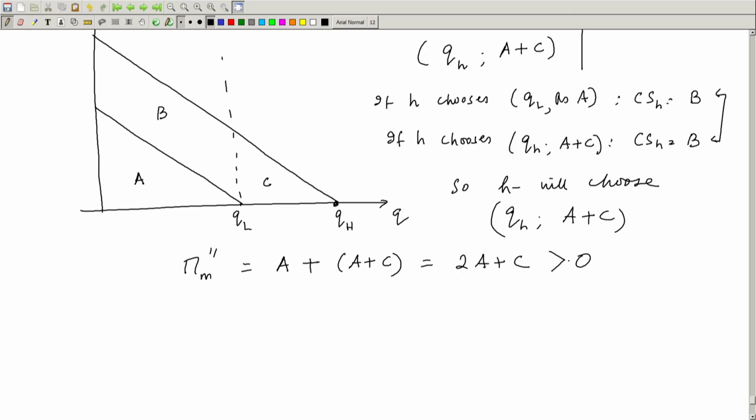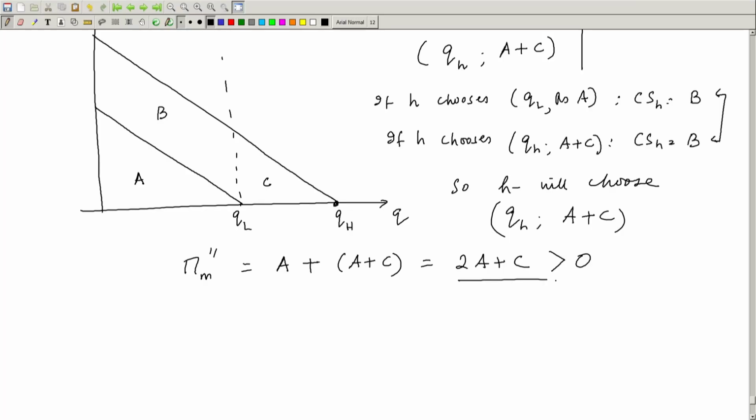I am telling the type H consumer, if you choose the one which has QL quality, you are going to get a consumer surplus of B. If you choose the QH quality level, which also has a consumer surplus of B, you are essentially indifferent. So, the H type naturally will end up choosing the one which has a higher quality, and by doing so I am able to increase my profit as well. So, the L type consumer chooses QL quality level and gets a consumer surplus of 0. The H type consumer chooses a quality level of QH and gets a consumer surplus of B, and the profit of the monopolist is A plus 2A plus C, which is clearly better.